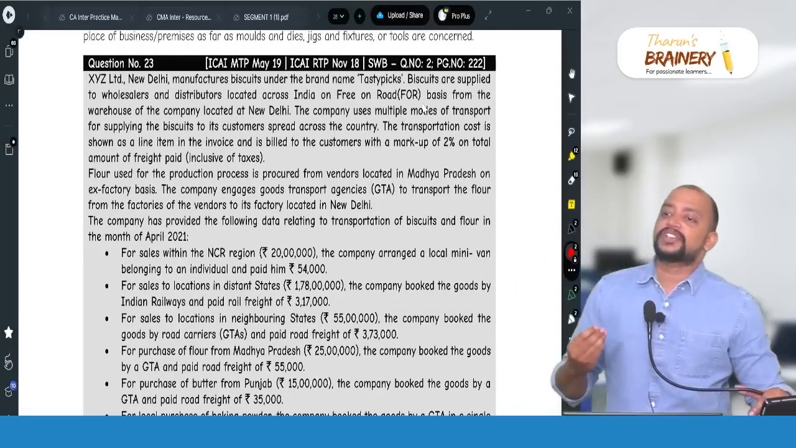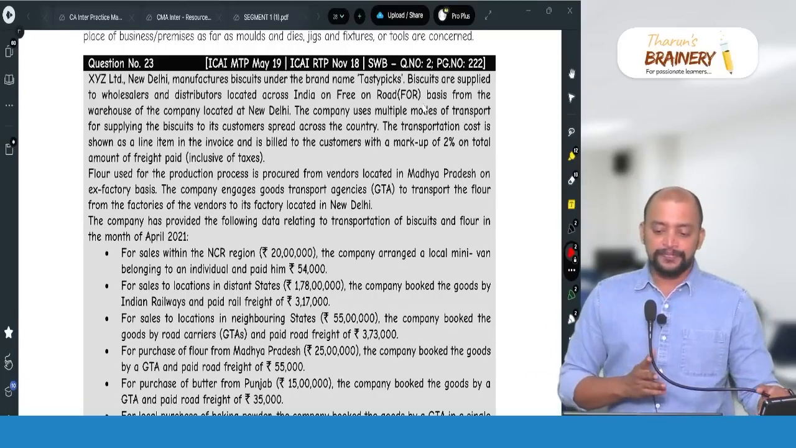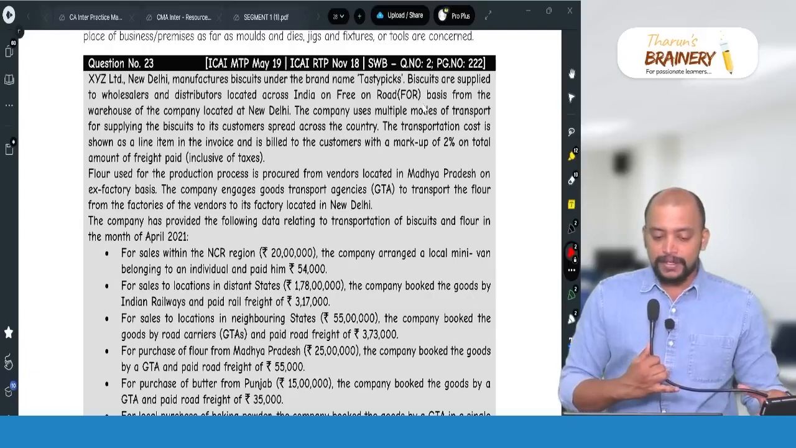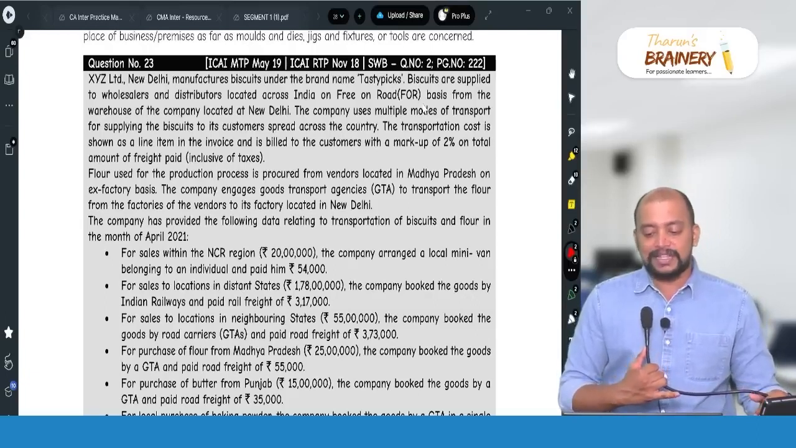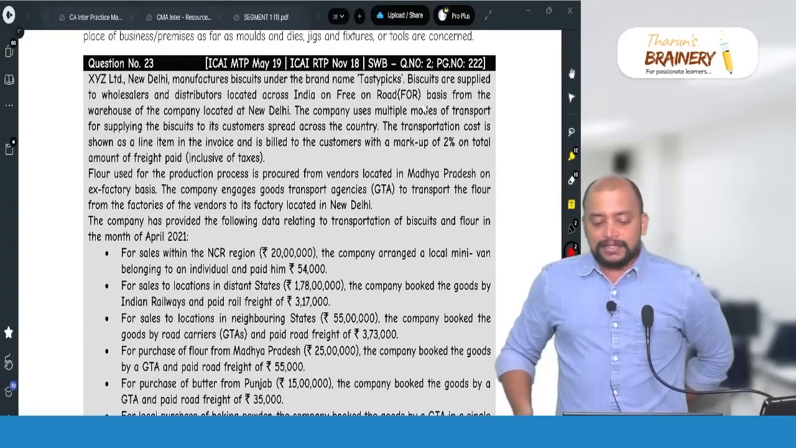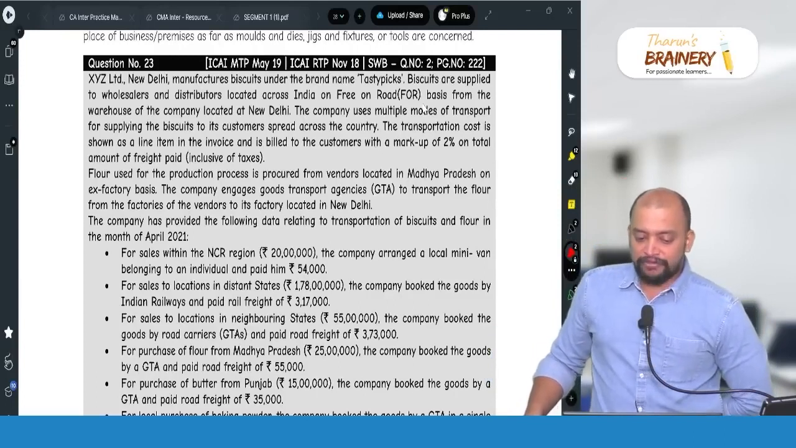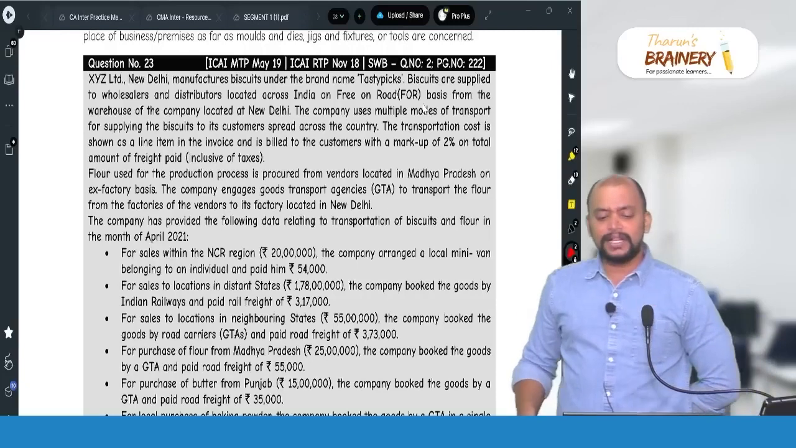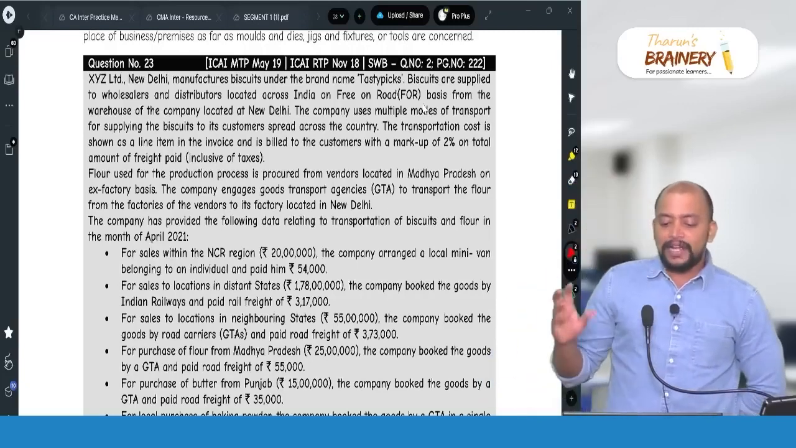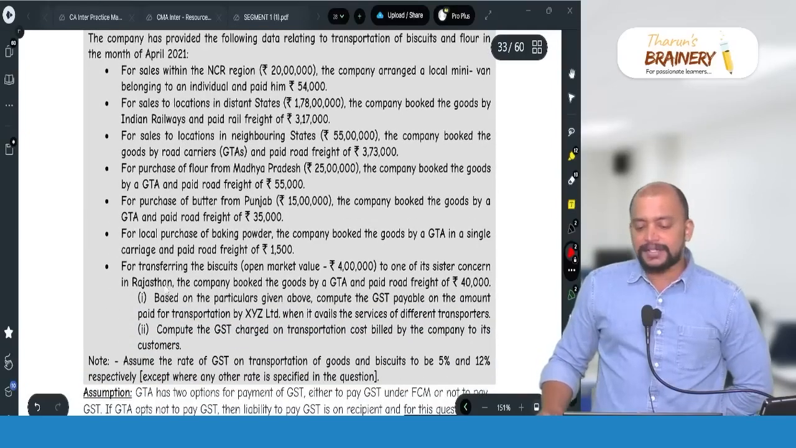Section 15(2)(c), any expenditure that the supplier is liable to pay and which is recovered from the recipient before delivery of goods. Flour used for the production process is procured from vendors located in Madhya Pradesh on an ex-factory basis. The company engages a goods transport agency to transport the flour from the factories of the vendors to its factory located in New Delhi. The company has provided the following data relating to transportation of biscuits and flour in the month of April. They gave the big list.